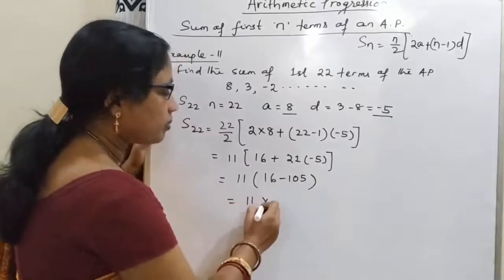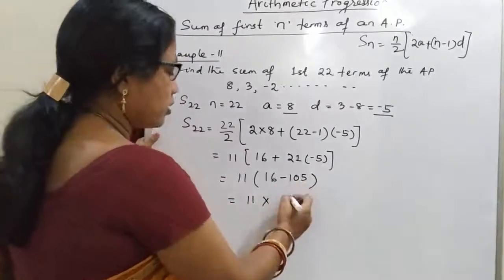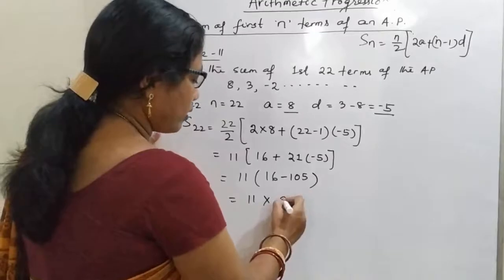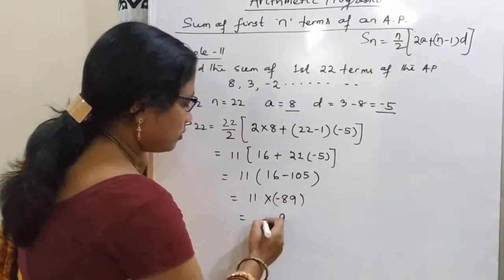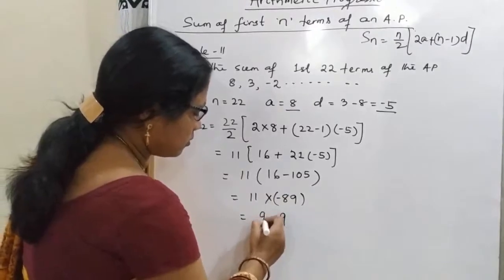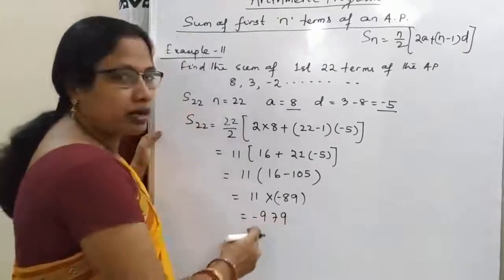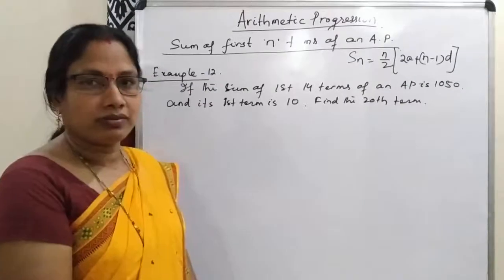So this is equal to 11 multiplied with minus 105, 89 minus, so this is equal to 900 minus 979.